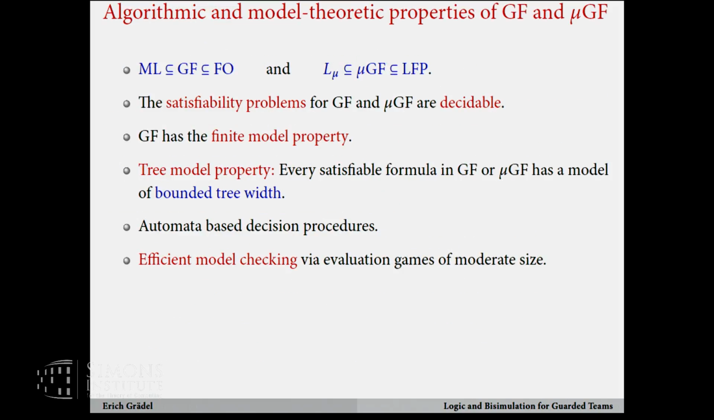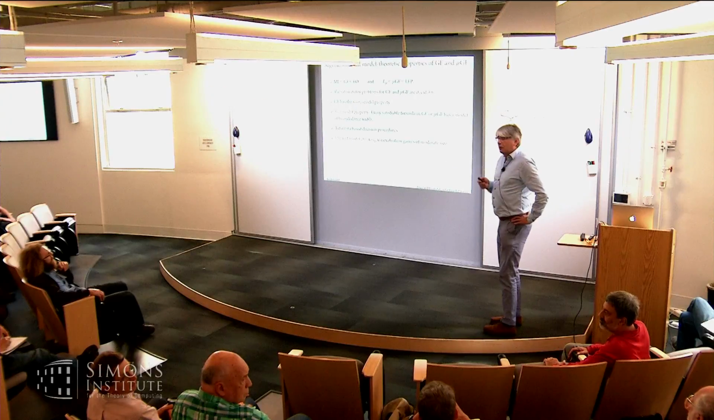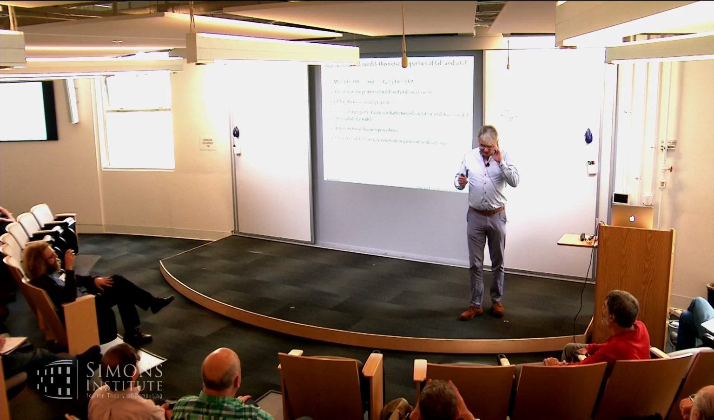And there are a number of results. These have all been obtained between 10 and 15 years ago. So the guarded fragment of first-order logic sits between modal logic and first-order logic, and if you do the same thing for fixed-point logic, you get something that sits between the modal mu calculus and LFP. And the good properties of these guarded fragments can be summarized as follows. The satisfiability problem for these guarded logics is decidable. The guarded fragment of first-order logic has a finite model property. I think this is even true for guarded fixed-point logic. It doesn't have the finite model property, but it is decidable. Although, of course, that's not a finite model property.